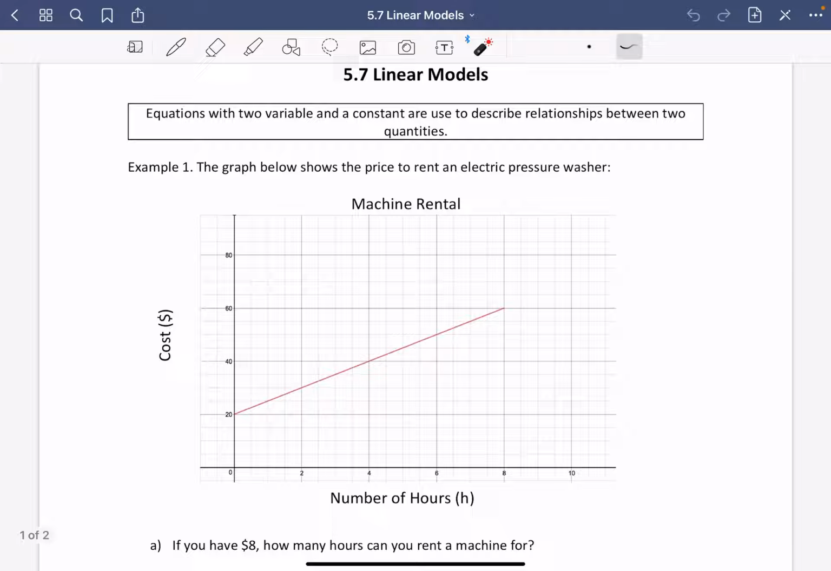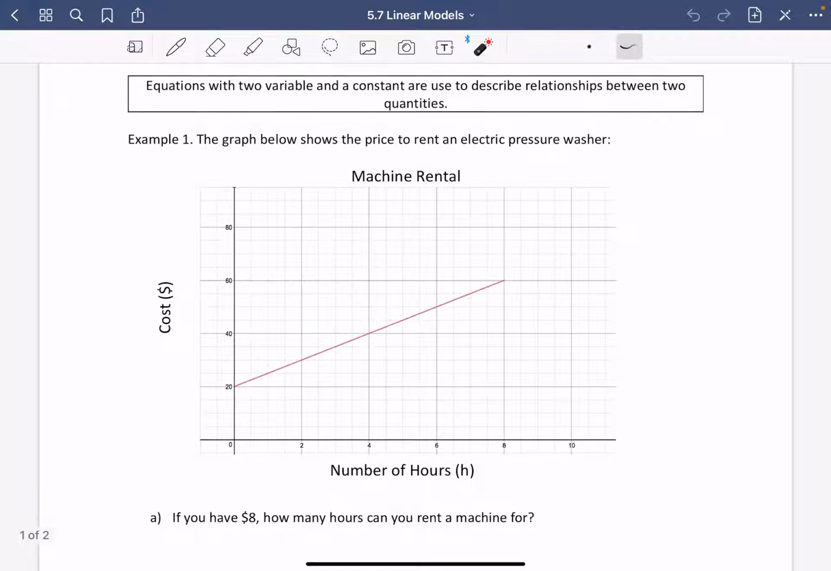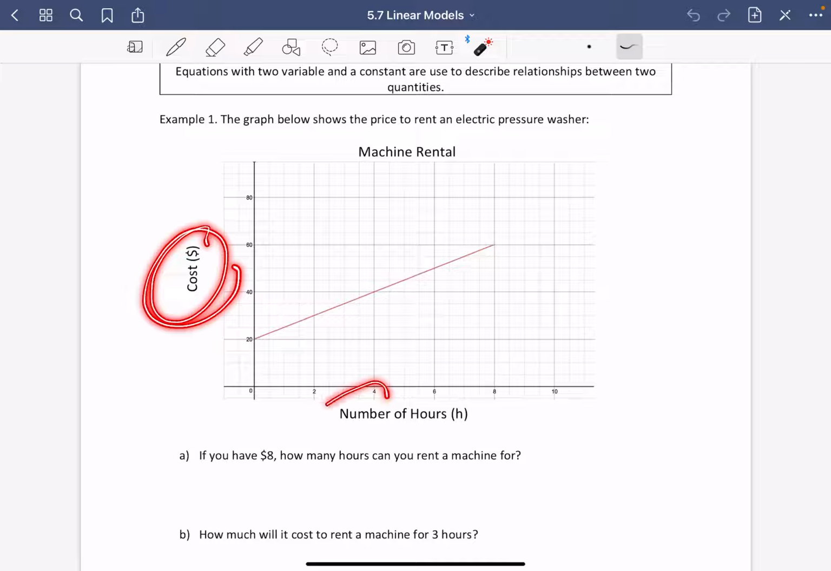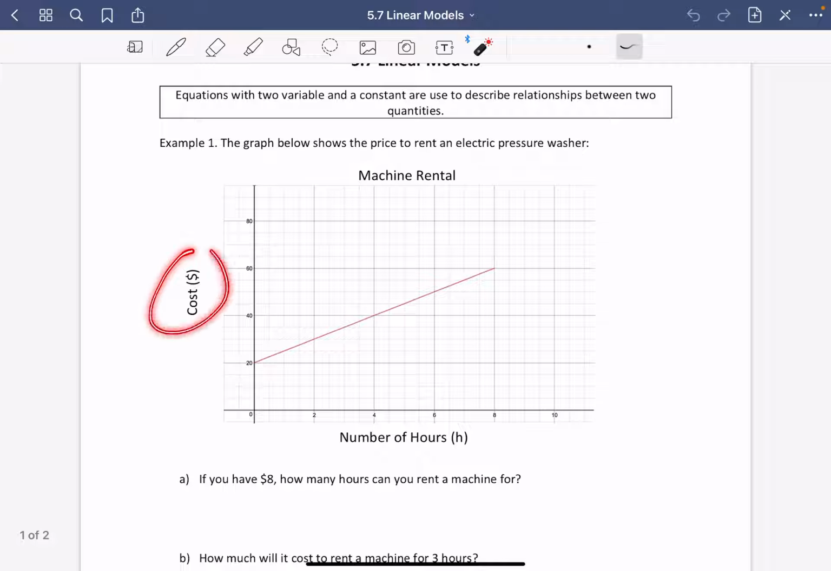Okay, so first of all, let's talk about what a linear relation or linear model is. If you have an equation with two variables, then that equation is used to describe the relationship between two quantities. For example, my first example here shows the relationship between my cost and the number of hours of renting the machine. So the two quantities will be the cost and the number of hours. Let's start our first example.